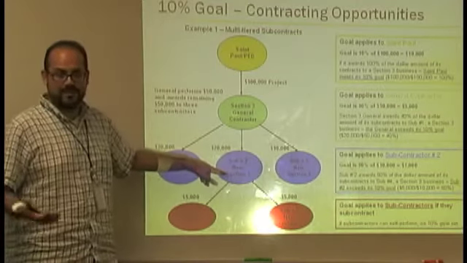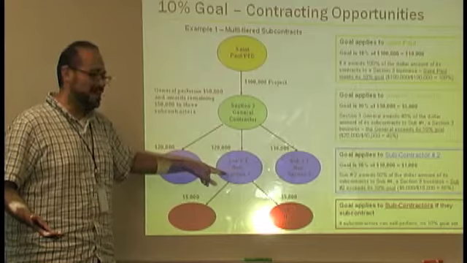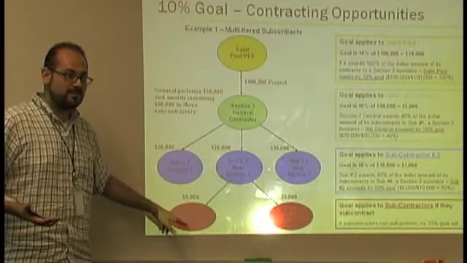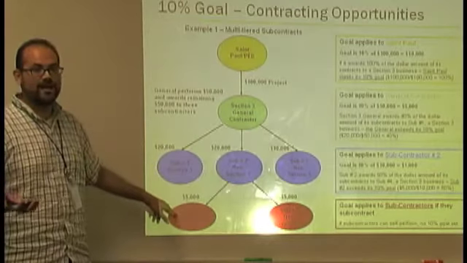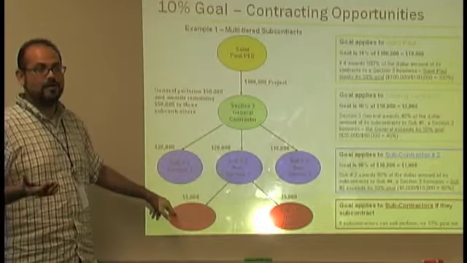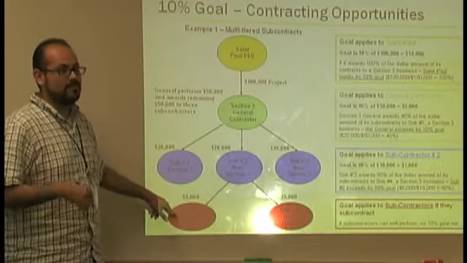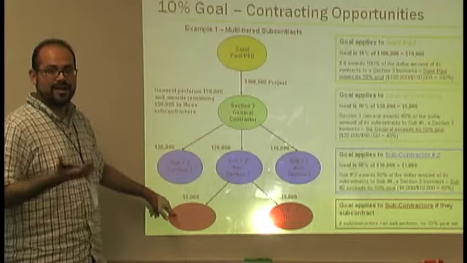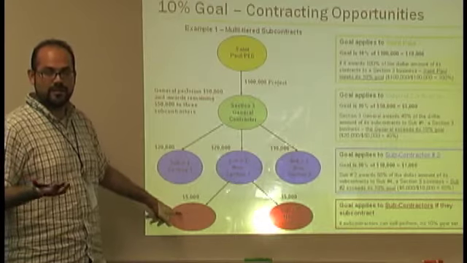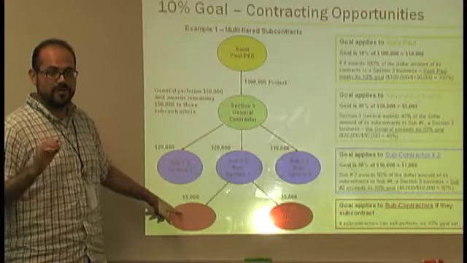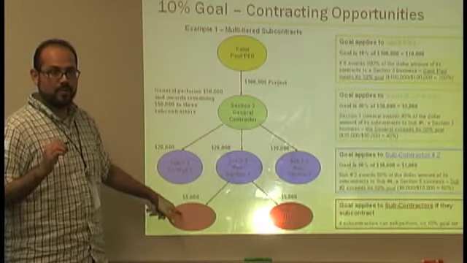And here, say subcontractor number 2 has its own subcontracts: 5,000 here, 5,000 there, for a total of 10,000. 10% of 10,000 is $1,000. That's the goal that has to be met. Here, they award 5,000. So again, here they exceed the goal, which is good. Okay, does that make sense?